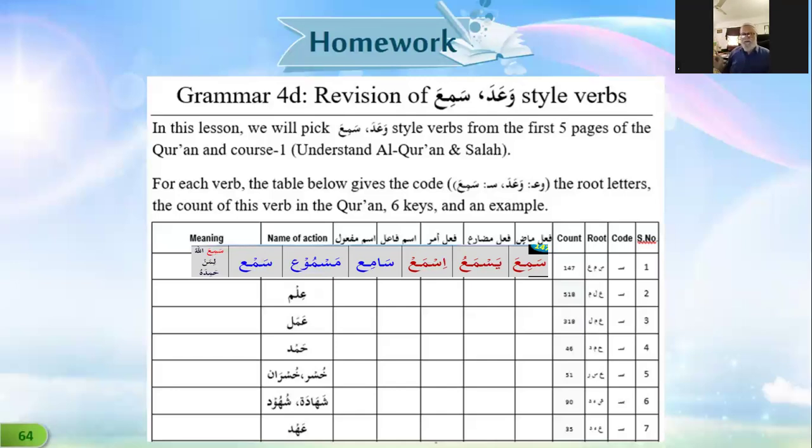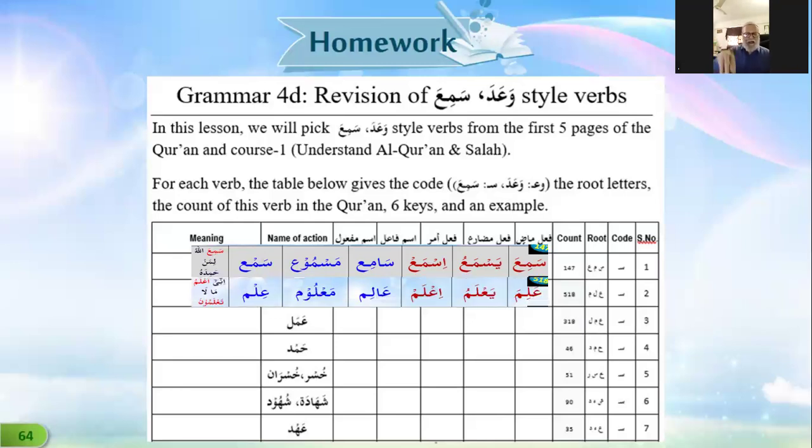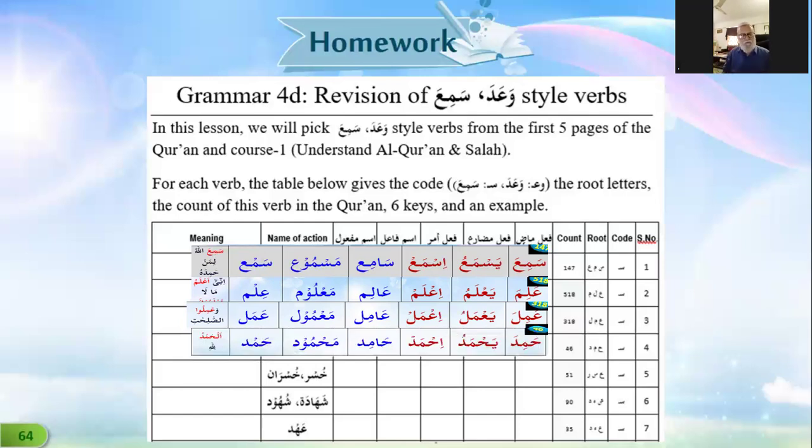Just like we will say Sami'a, yasma'u, isma', sami'un, masmu'un, sam'un. So hearing needs something to be heard. So here is a maf'ul. Alima, ya'lamu, i'lam, alimun, ma'lumun, ilm. For knowing, knowledge, there should be something that should be known. That is maf'ul. Amila, ya'malu, amal, amilun, ma'mulun, amal. If you want to do some action on something, this is the difference between fa'ala and amila. Fa'ala is just a simple act without maf'ul. But amila, you need to act on something. You need a maf'ul. That is ma'mul.